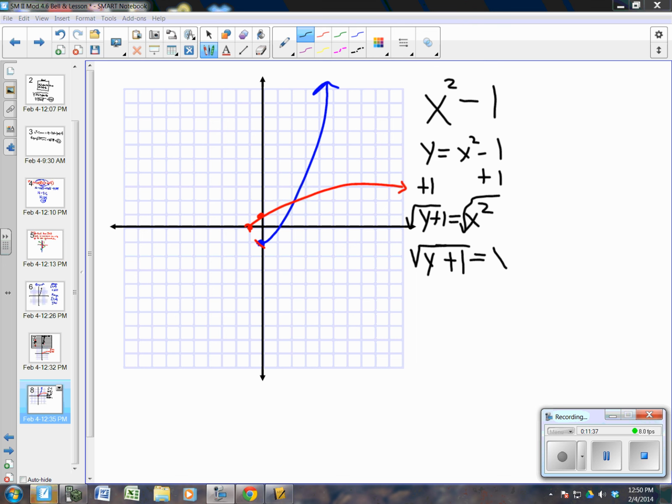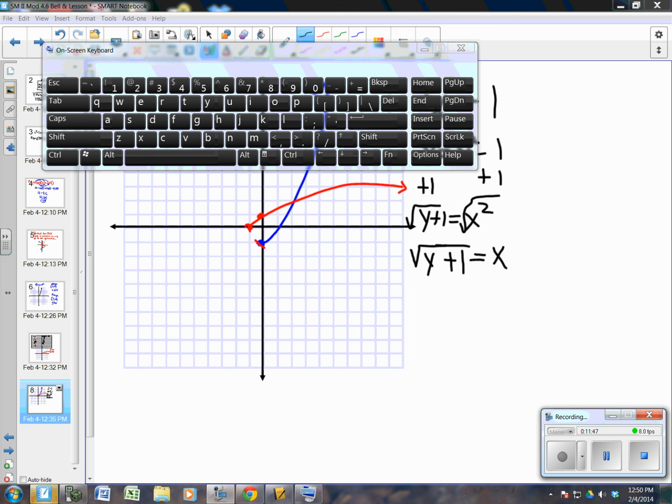Okay, good. Now write it in... Oh, we forgot to switch x and y, didn't we? Just don't erase it, just switch it now. Rewrite it down at the bottom, and just leave that as a y. Erase that, put that as a y. And just rewrite it right underneath here: square root of x plus 1 equals y.